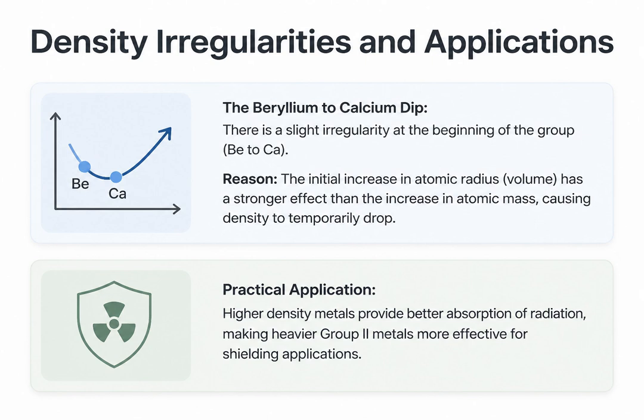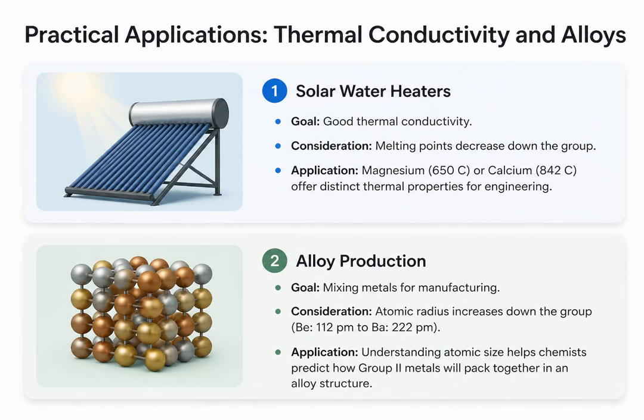Understanding these densities is crucial in industry. For example, higher density metals are much better at absorbing radiation, making the heavier elements excellent candidates for shielding. Let's apply these concepts to some real-world scenarios. Imagine students building a solar water heater. They need materials with specific thermal properties. By analyzing the melting points, which decrease down the group, they can select the right metal.